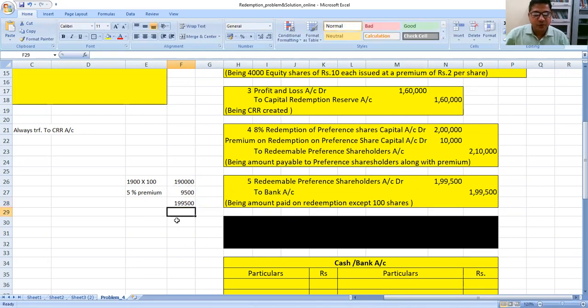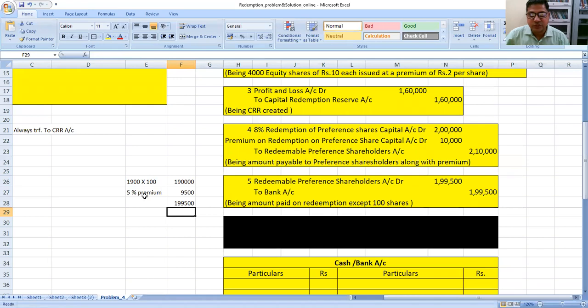So it will be 1,99,500. So we have to pay the redemption amount to the preference shareholders, that is rupees 1,99,500. The entry will be: Redeemable Preference Shareholders Account debit 1,99,500 to Bank Account 1,99,500. Narration being amount paid on redemption except 100 shares.